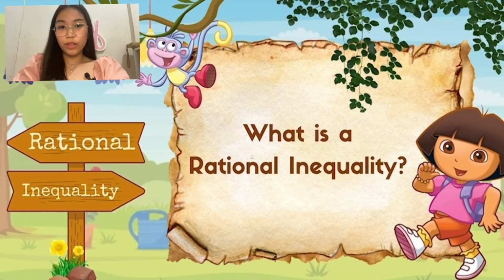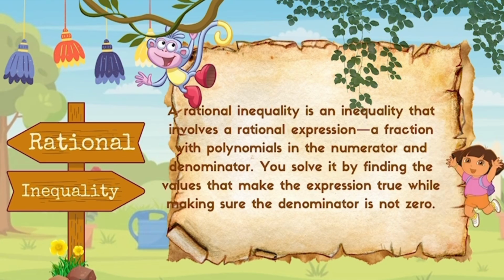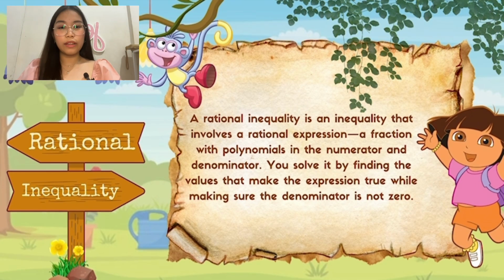Can you see what's on the screen? Let's read what's on the screen. What is a rational inequality? A rational inequality is an inequality that involves a rational expression, a fraction with polynomials in the numerator and the denominator. You solve it by finding the values that make the expression true while making sure that the denominator is not zero.